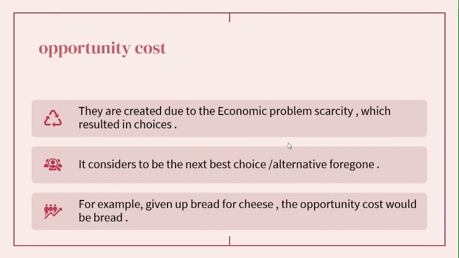Opportunity costs are created due to the economic problem of scarcity, and scarcity creates choices. Opportunity cost is the next best choice or alternative foregone. For example, if you're giving up bread for cheese, the opportunity cost is bread, because you have given up bread in order to get cheese. You could not choose both bread and cheese. Since you have given up bread, the opportunity cost in this instance would be bread.